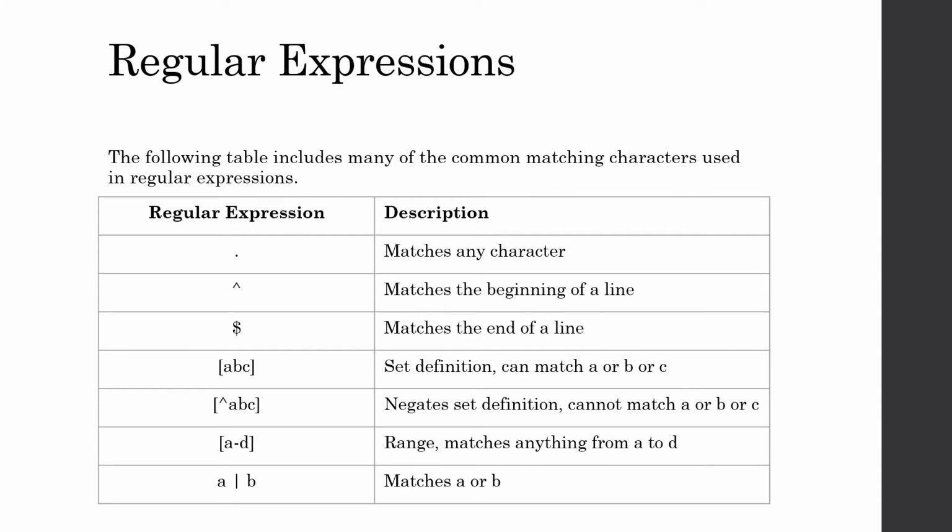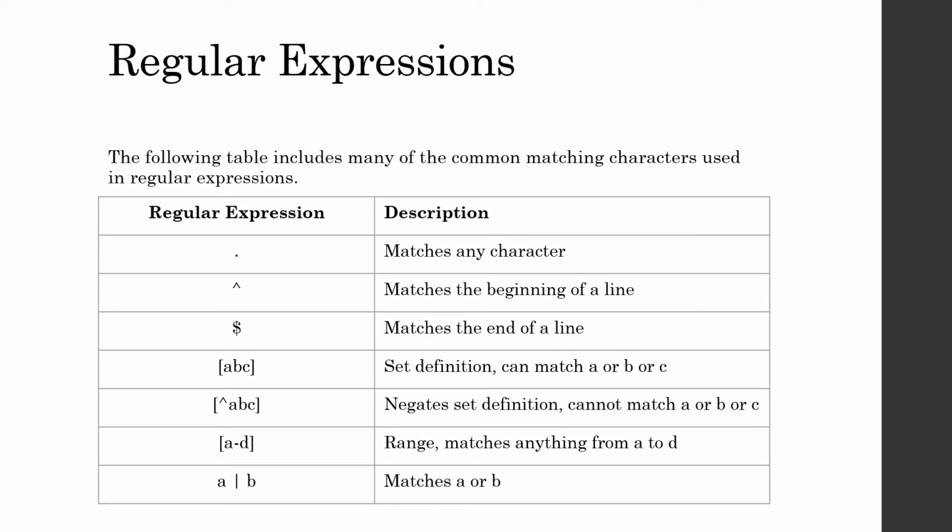So the first table we're going to look at is going to consist of the common matching characters that we can use in our regular expressions. So this is going to include things like this dot character, so just a period. This is going to match with any character, so it doesn't matter what character you specify. If you put a dot right there, that's going to match up with anything at all. So it's essentially like a wildcard character.